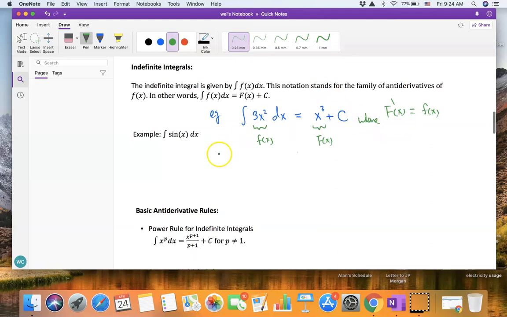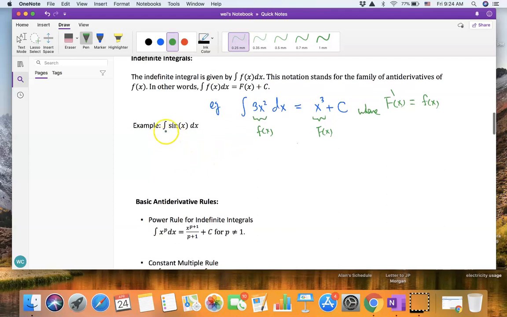Okay, now let's see another example. Here we have the integral of sine x dx, and we want to find what this is. So the little f(x) is sine x. Now we want to find capital F(x). So we want to think which function capital F(x), when we differentiate it, gives the result sine x.